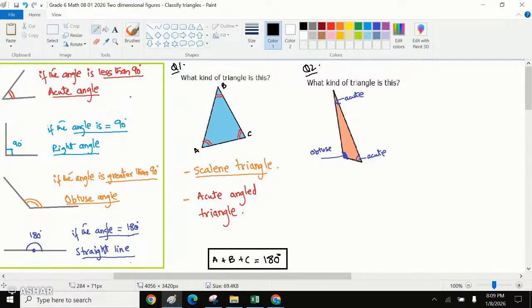Okay? So in question number 2, we can say that two angles are acute, but we also have one obtuse angle, right? So can we say this is an obtuse angled triangle? That means one angle is greater than 90 degrees, right? If it would be exactly 90, then it will become a right angle. Good. But if it's greater than 90, then it is obtuse. Thank you.